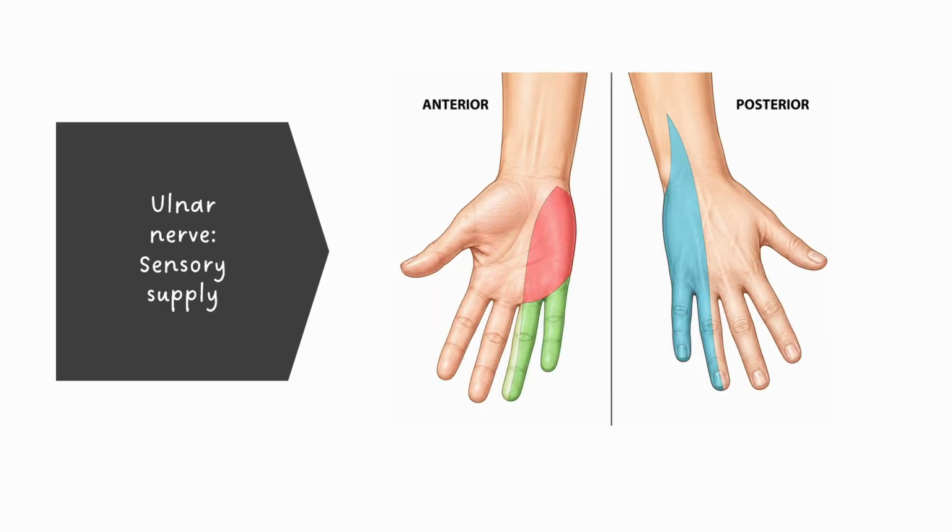The sensory supply of the ulnar nerve is by the palmar cutaneous branch, which provides sensory innervation to the skin over the hypothenar eminence. The dorsal cutaneous branch supplies the skin over the medial third of the dorsum of the hand and the medial 1.5 fingers. And the superficial terminal branch gives sensory innervation to the skin over the palmar surface of the medial 1.5 fingers.